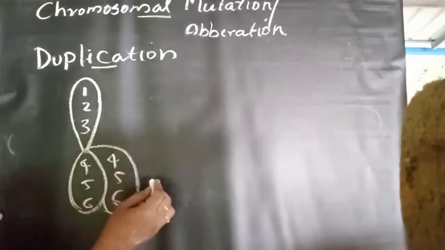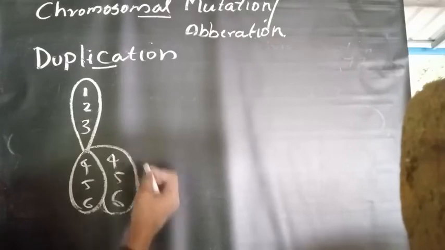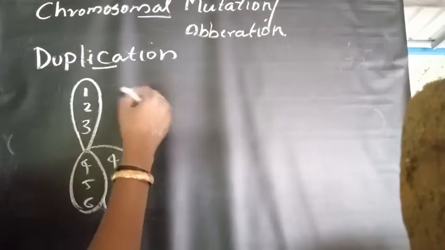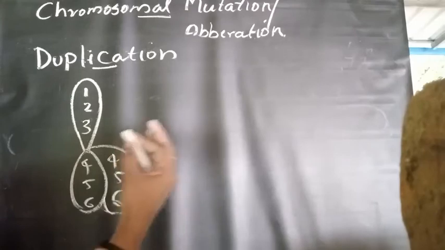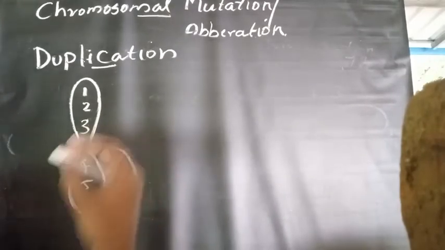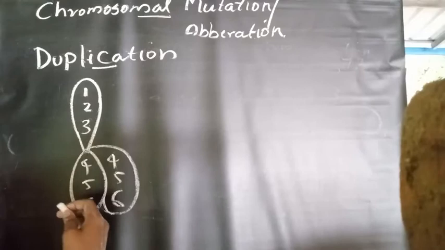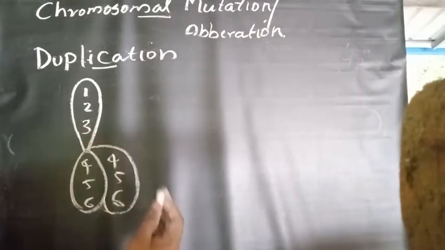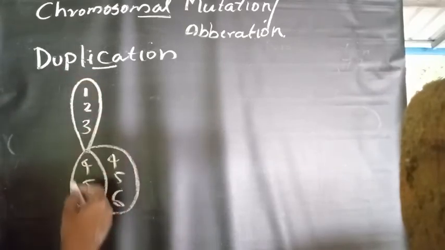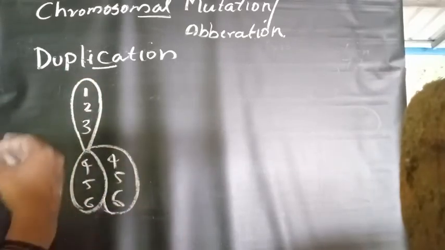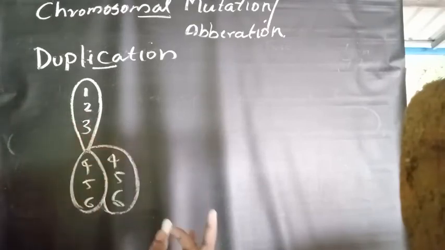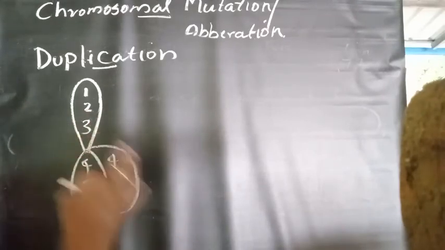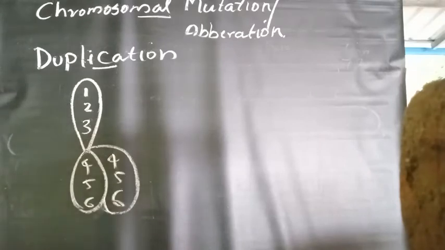If in this segment any recessive but lethal gene is present, it leads to death. So in duplication, if any recessive gene is present, that recessive gene becomes double, that is, homozygous, so it will regain its expression. If the same segment contains a recessive gene that is lethal in nature, then as a result of duplication that recessive gene becomes homozygous, so the lethality will be expressed. As a result, that organism will die. So that's about duplication.